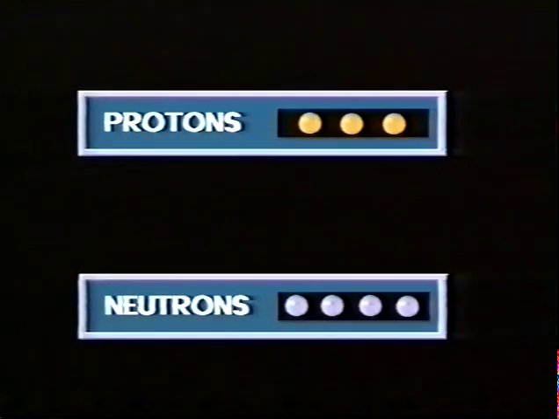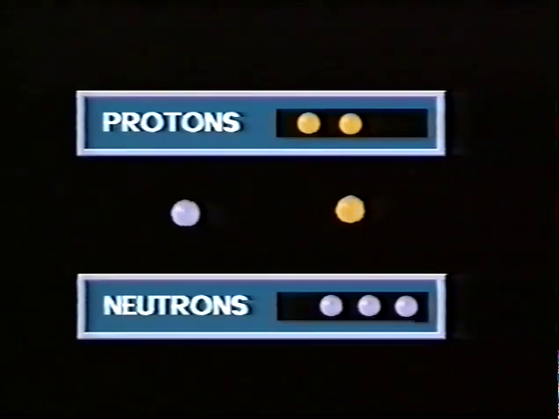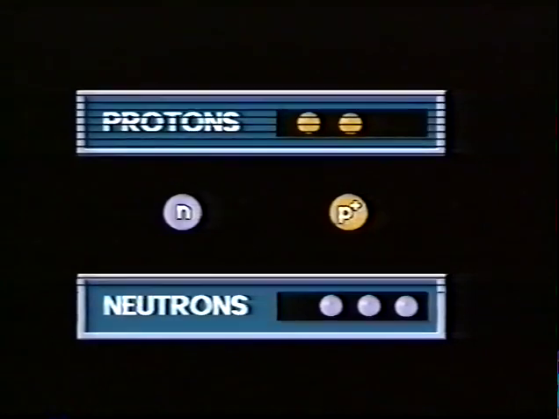The nucleus is made up of two types of particles, protons and neutrons. These are present in nearly equal numbers. The general term for a proton or a neutron is a nucleon. Protons are positively charged, neutrons have no charge.